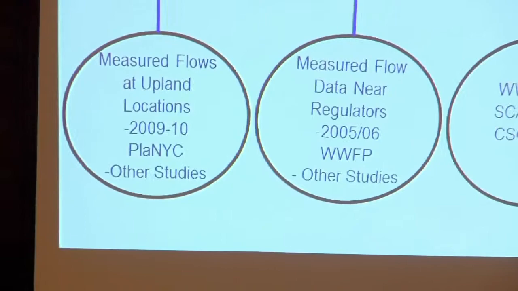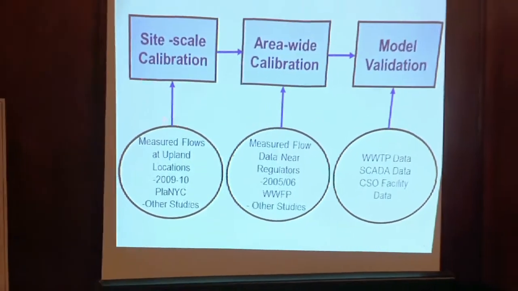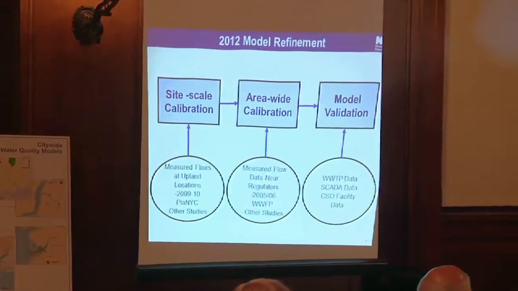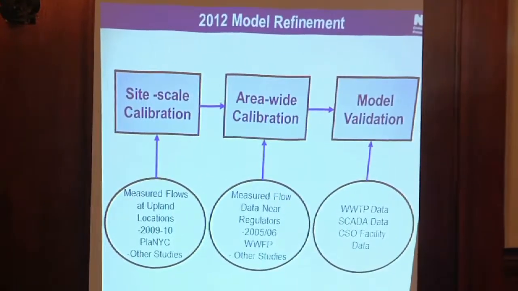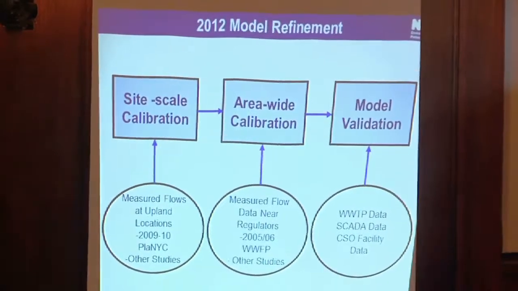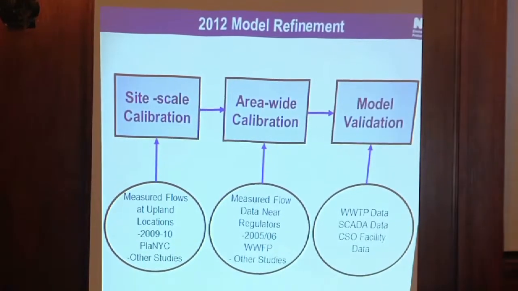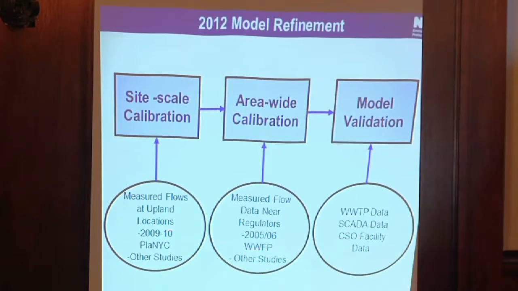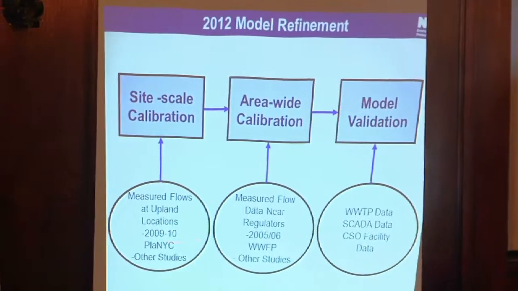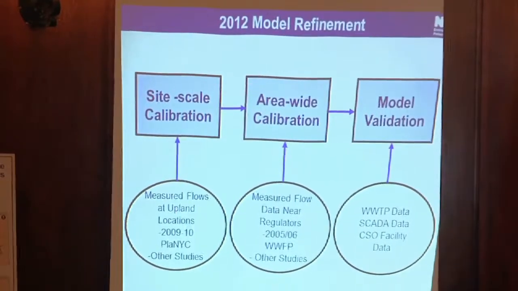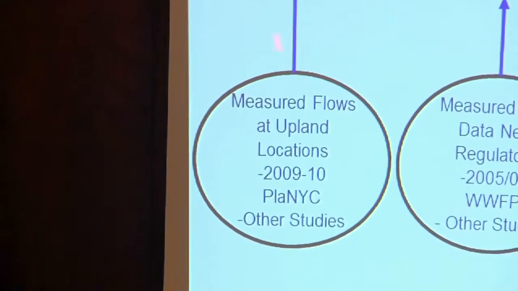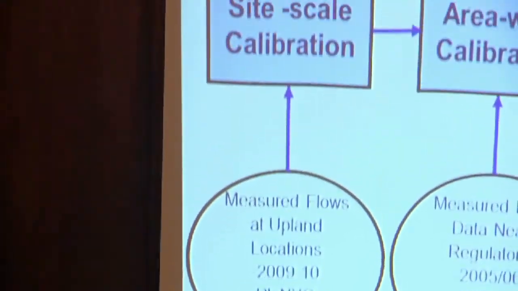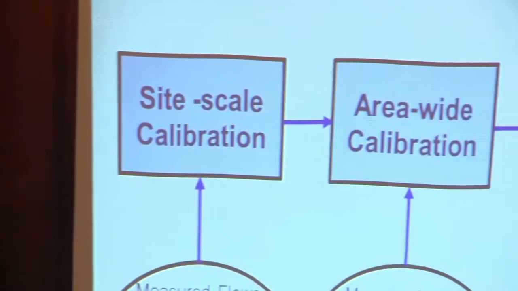So the calibration process itself is to start with what we call a site scale calibration, to do upland calibration, to understand the translation of rainfall into runoff, understanding the initial losses that happen in the system. There were several meters that were placed during our 2009-2010 Plan NYC studies, and also several other parallel studies.